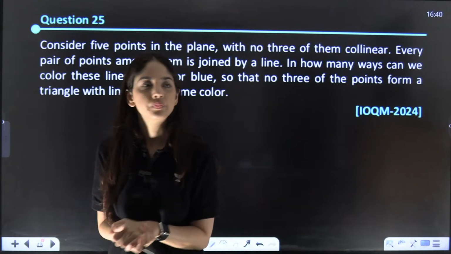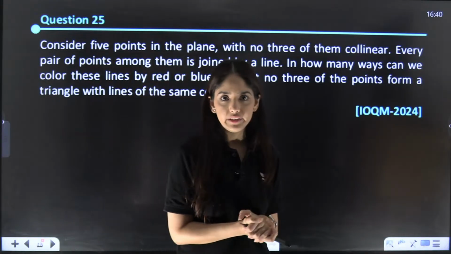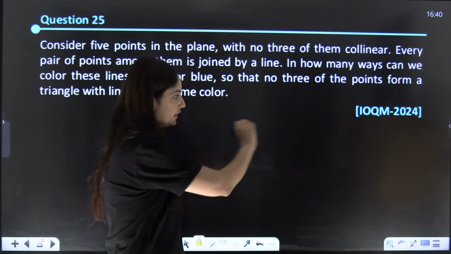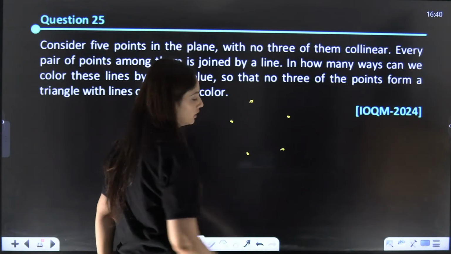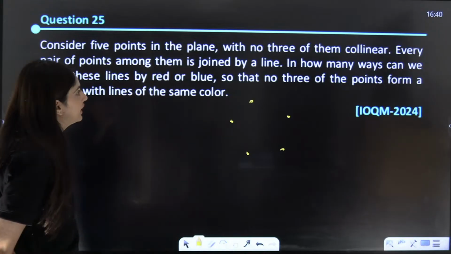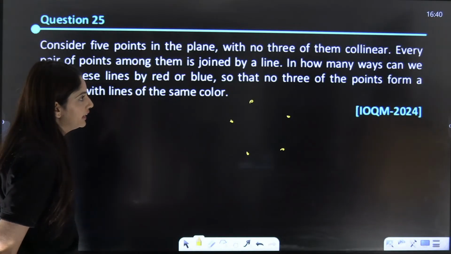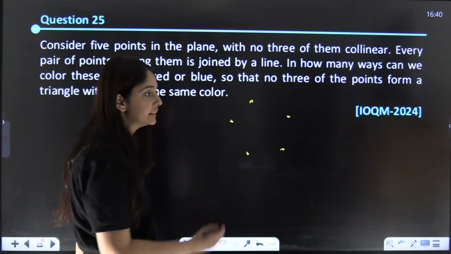Now, so we have 5 points such that no 3 of them are collinear, which means no 3 can be on the straight line. We have 5 points. Every pair of points among them is joined by a line. In how many ways can we color these lines? How many arrangements are there?